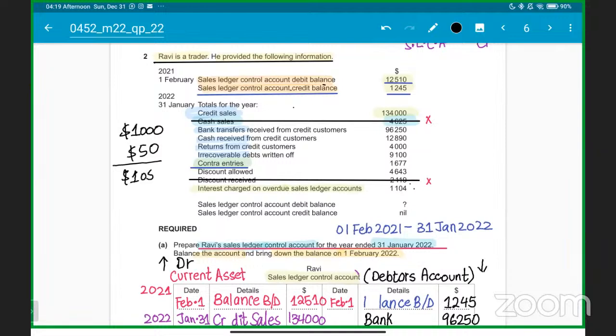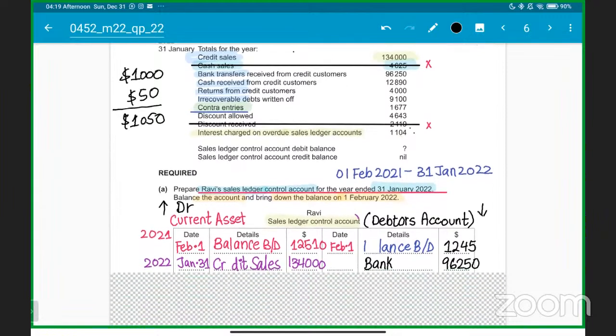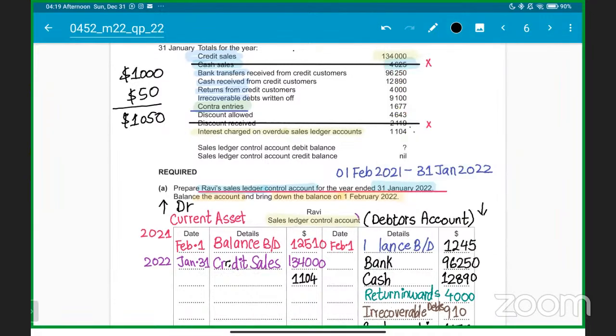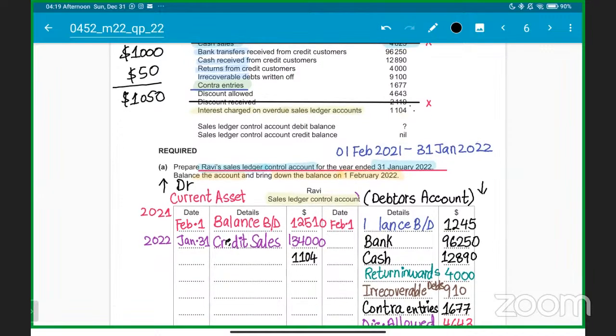It will be 1,050. So you can see previously the customer had to pay $1,000, now the customer has to pay 1,050. So the customer balance is increasing, the customer has to pay more, and that is why the interest charge will be on the debit side. Understood? Clear?